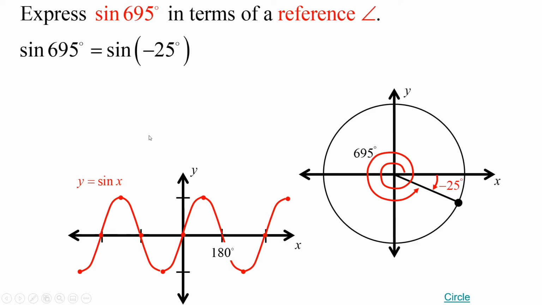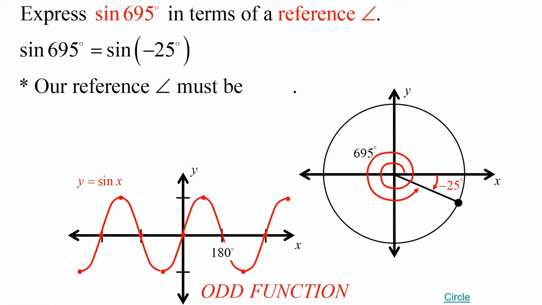So let's picture negative 25 degrees. Negative 25 degrees would be right in here somewhere. And picture that point down there on sine. Yeah, that's an odd function. Our reference angle must be acute. That means it must be in the open interval from 0 to 90 degrees. It must be a first quadrant angle, but not a quadrantal angle.